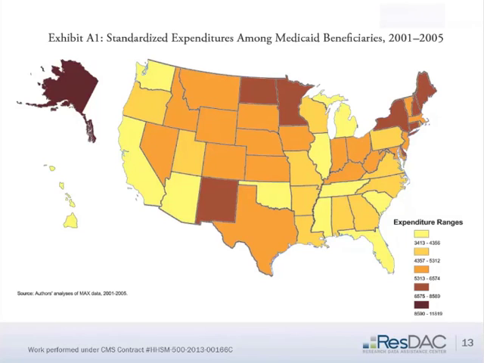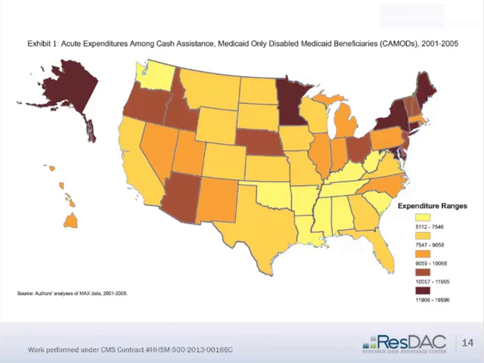So this shows overall expenditures among Medicaid beneficiaries. Pretty high in the Northeast, kind of here in the upper Midwest, and Minnesota, and New Mexico, fairly high. Lower expenditures in the South and along the West Coast. And this is the acute expenditures among CAMODS that we're looking at. So a somewhat similar story. Again, the Northeast is high, Minnesota is fairly high, lower spending again in the South, also in Washington State.